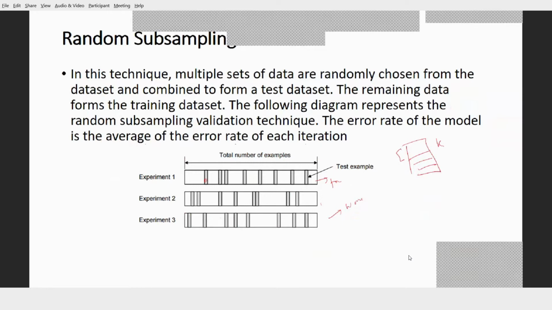Okay. So you can repeat this n number of times. This entire training can be repeated n number of times, and the average error becomes the final error, right? So the error rate of the model is the average of the error rate of each iteration. Iteration here we are calling this, but every training session will also need iterations within, right? So not to confuse you by calling this also an iteration, and within that training session also there are iterations if it is gradient descent.